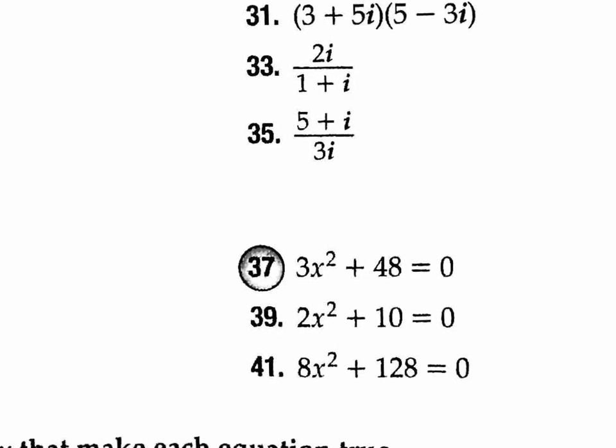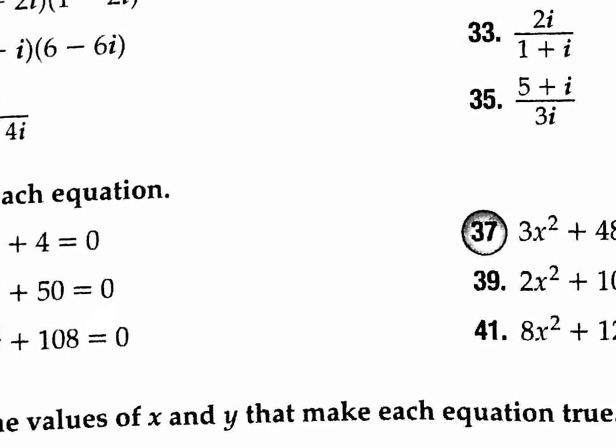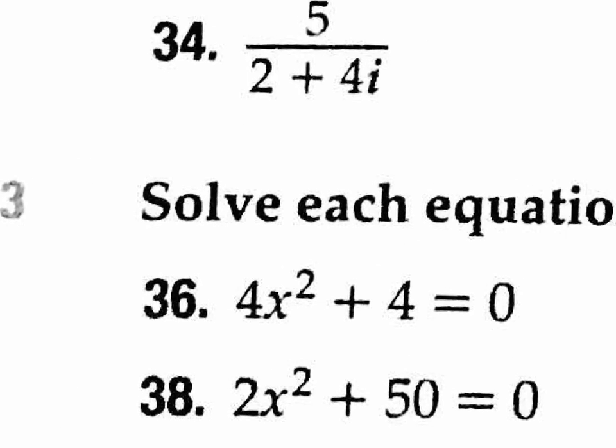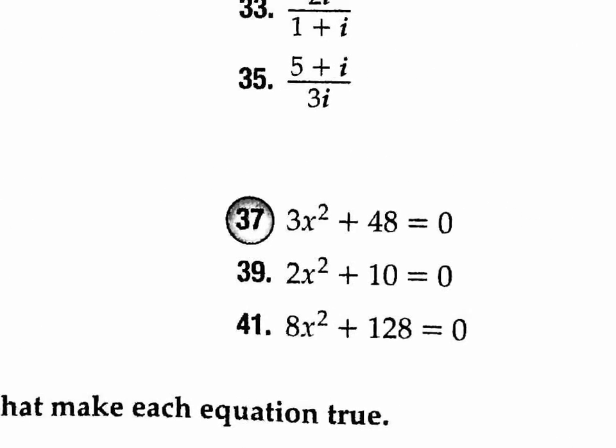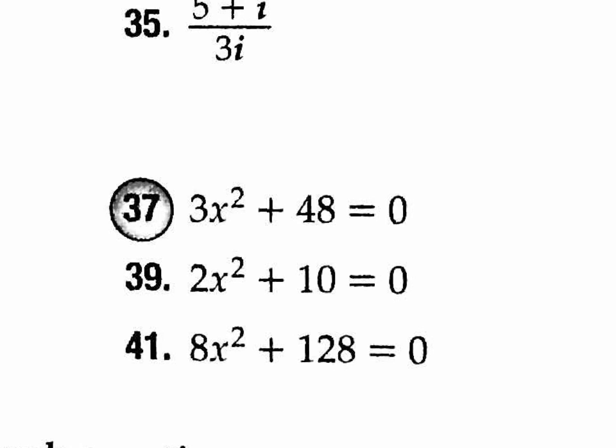And remember that on these last 37 through 41 odd, we're solving. It says solve each equation. So again, get x by itself, and you probably end up with a negative when you square root, which will give you an imaginary.